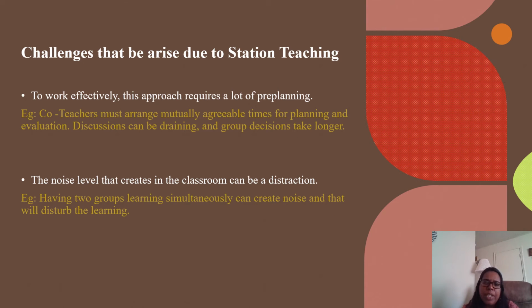Challenges that can arise due to station teaching. Number 1, to work effectively, this approach requires a lot of pre-planning. For example, co-teachers must arrange mutually agreeable times for planning, evaluation and discussion can be draining, and group decisions take longer. Number 2, the noise level that creates in the classroom can be a distraction. For example, having two groups learning simultaneously can create noise that will disturb the learning.